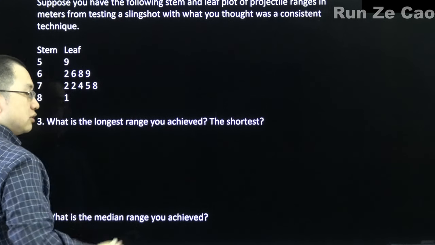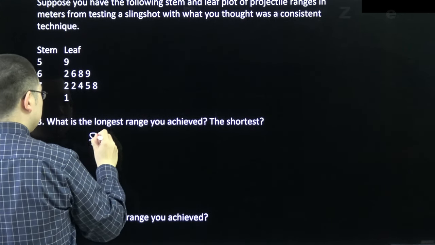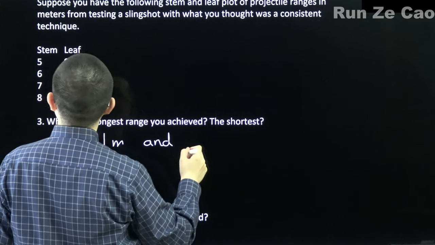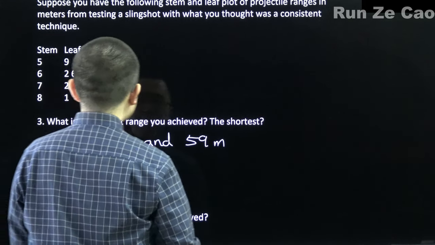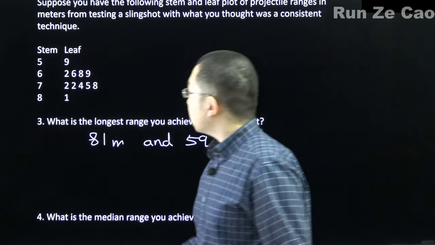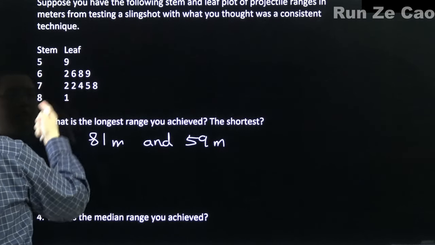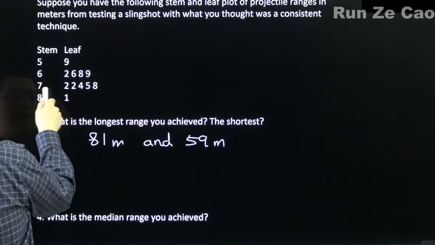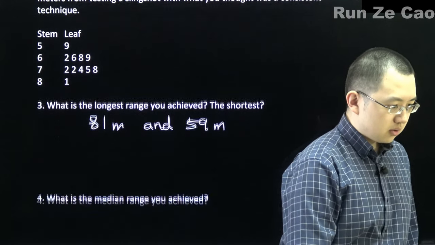So what's the longest range you achieved and what's the shortest? The longest range you achieved was 81 meters. And the shortest was 59 meters. What is the median range that you achieved? Well, how many data points are there? Oh, we can see clearly on the stem and leaf plot that it's almost symmetrical, except there's one more in the sevens. Which means that the median is going to be the least of the sevens. It is 72 meters.